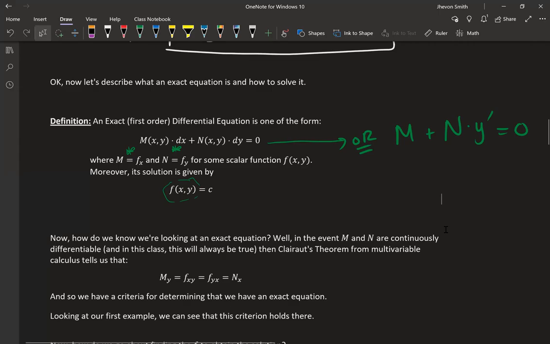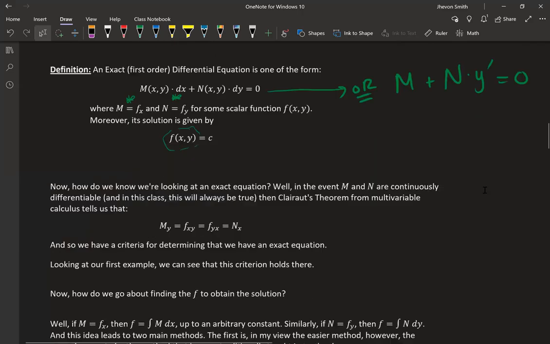This is kind of like the rule back in 213 or 392, where they said you have to check if P sub y is equal to Q sub x. It's the same thing, except in your textbook, they use M and N instead of P and Q, right? But that's the same thing. Okay, so that's how we can determine that something is an exact equation. We'll do some examples of this later.